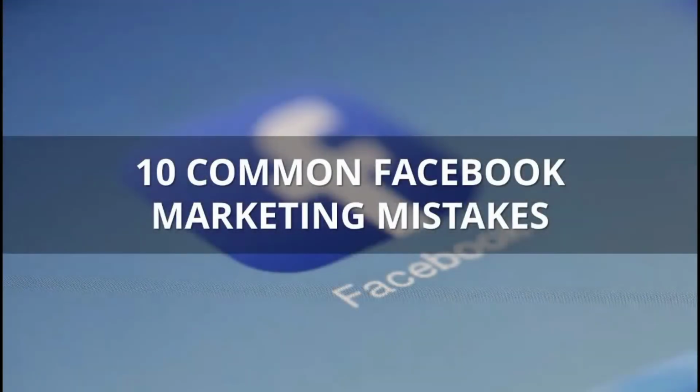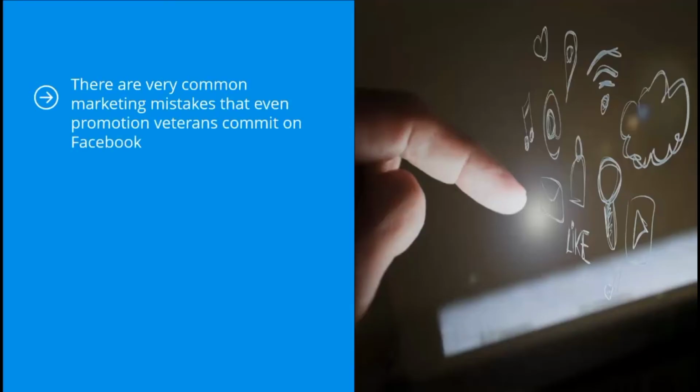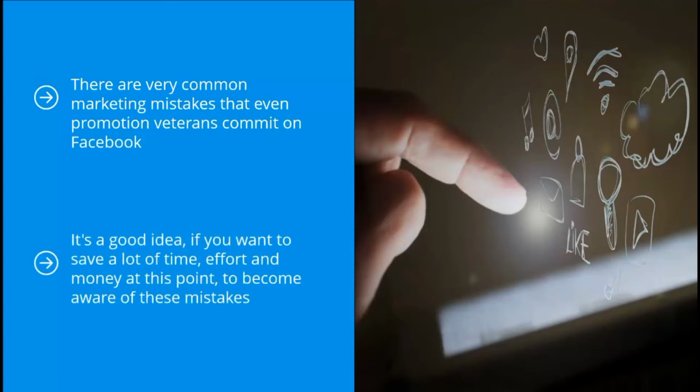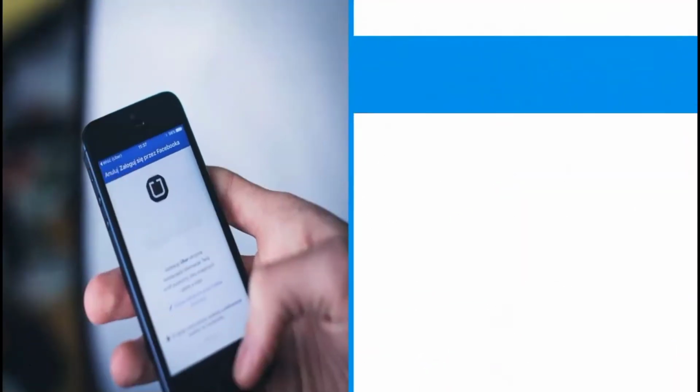10 common Facebook marketing mistakes. There are very common marketing mistakes that even promotion veterans commit on Facebook. It seems like even the very best of us are not immune to these common mistakes. It's a good idea, if you want to save a lot of time, effort, and money, to become aware of these mistakes at this point. This will decrease the likelihood that you will commit these same errors.